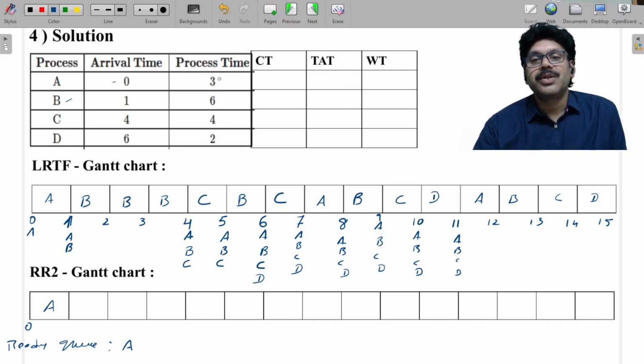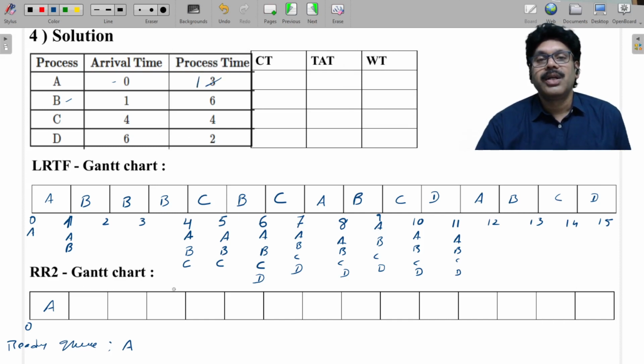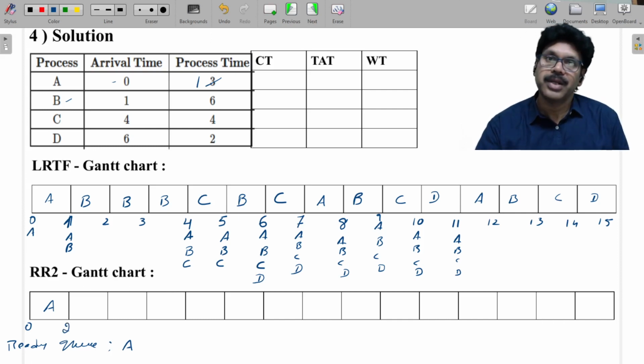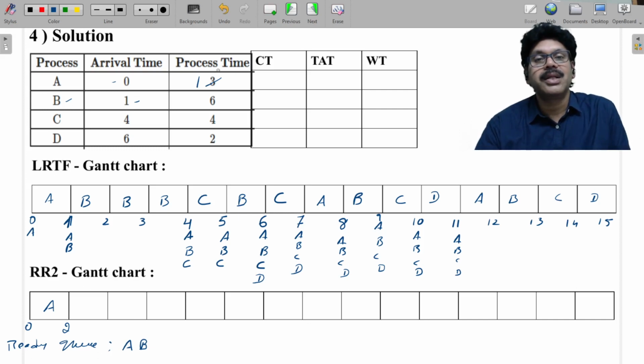So A is executed 2 units of time, balance is 1. During those 2 units of time, who was added into the ready queue? Only B, because it arrived at time 1. A is not completed because it still needs 1, so A will be added into the queue. According to the ready queue, B will be pulled to the CPU. B can also execute a maximum of 2, so balance is 4. During this, one more process, C, is also added.